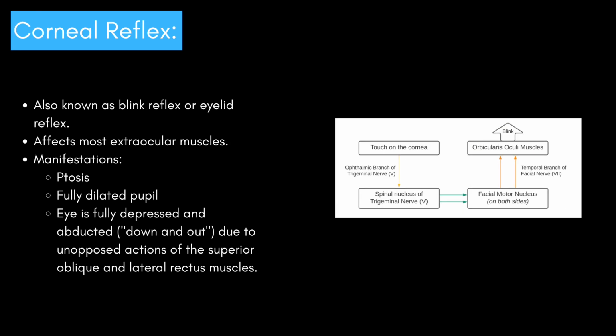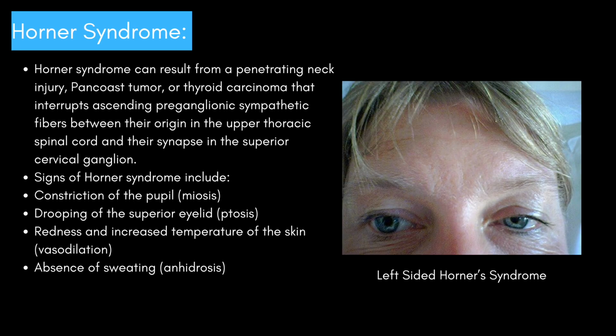Let's next take a look at the corneal reflex, also known as blink reflex or eyelid reflex. Affects most extraocular muscles. Manifestations: ptosis, fully dilated pupil. Eye is fully depressed and abducted, down and out, due to unopposed actions of the superior oblique and lateral rectus muscles. Let's next take a look at Horner syndrome.